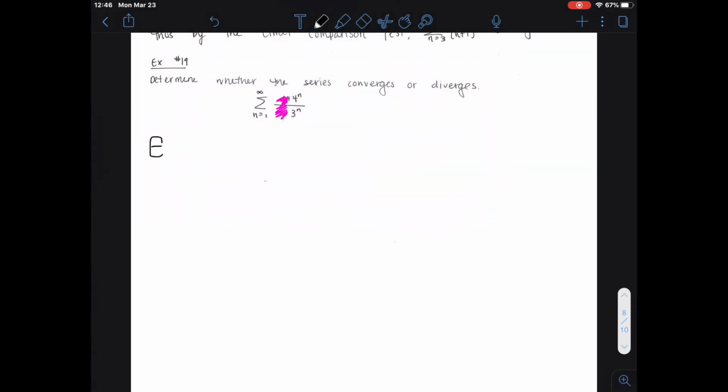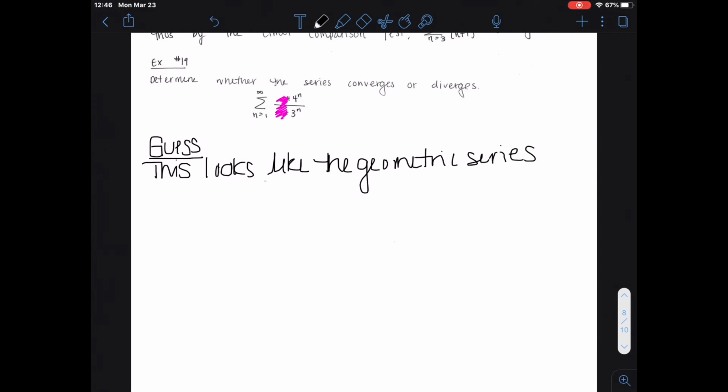So our guess is this looks like the geometric series, which is the sum of 3 to the n over 4 to the n. Backwards. 4 to the n over 3 to the n. Okay. And so that would have a common ratio of 4/3. We're going to assume that this thing's divergent.